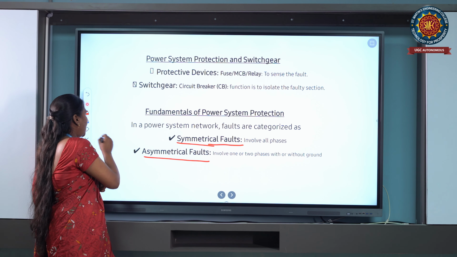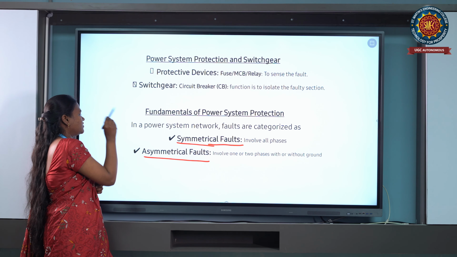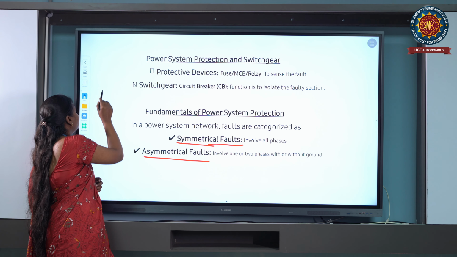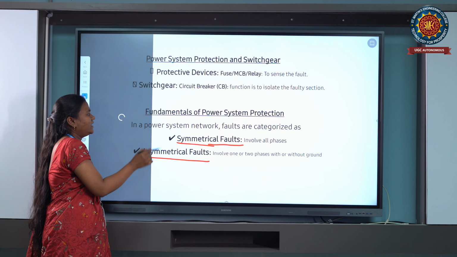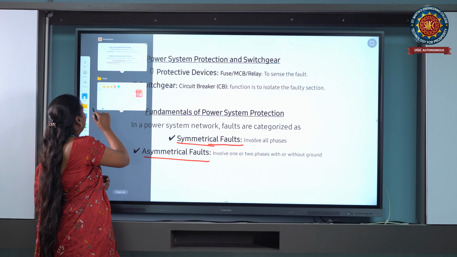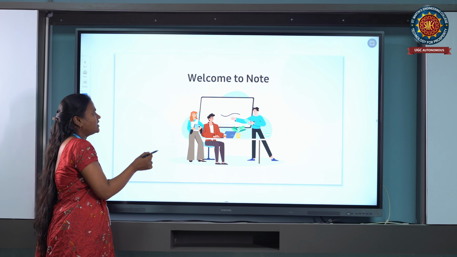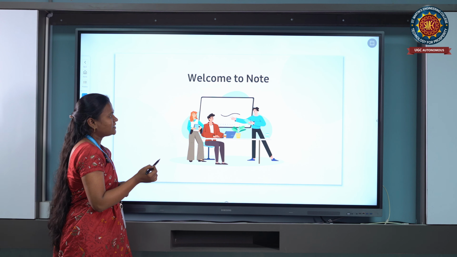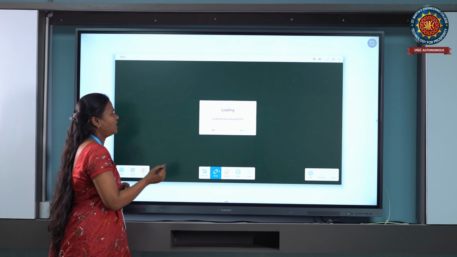Now we will discuss how asymmetrical faults occur, how asymmetrical faults will be present on power system equipment. Okay. So for this I want to consider a three-phase transmission line.